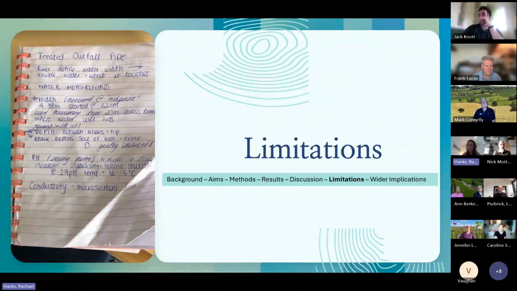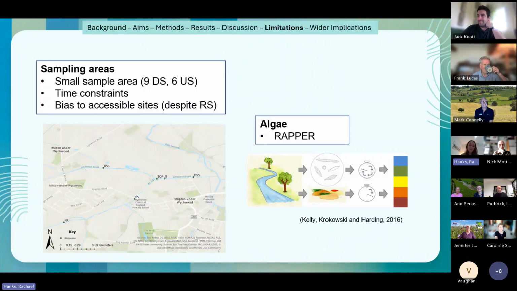So just some limitations. On the left-hand side here, we do have my drenched field notebook from the first day when I tried to use paper and found out that was a very, very terrible idea in an outdoor environment. The major limitation is that the sampling area was quite small. There were 9 downstream samples and 6 upstream samples overall. This was predominantly due to time constraints. I didn't have much time to carry out field work, and with it being an undergraduate dissertation project, there's not much allowance on how much fieldwork time you can have. There was a bias to accessible sites, even though I used random sampling to try and counteract this. It just depended on how I could access it.